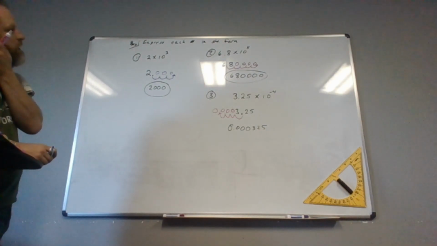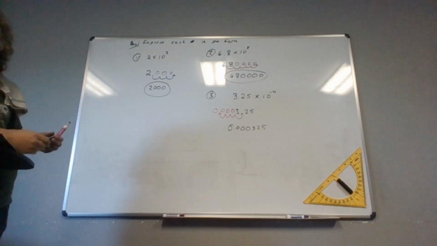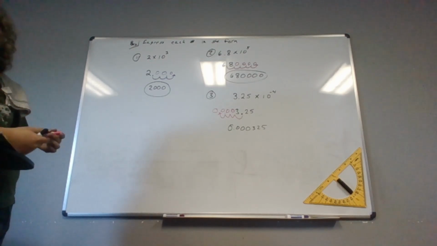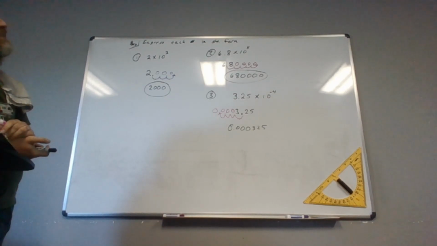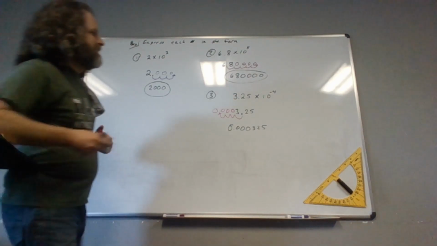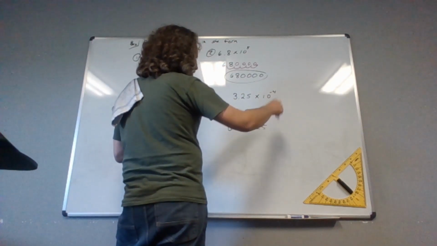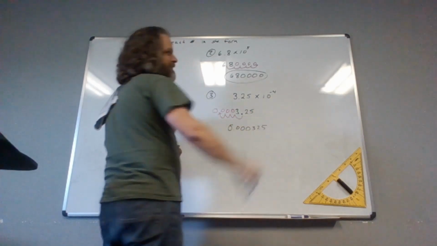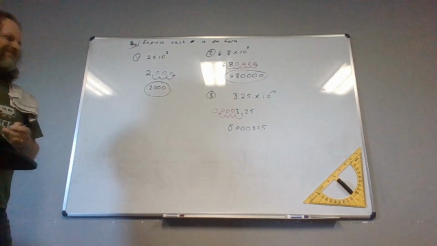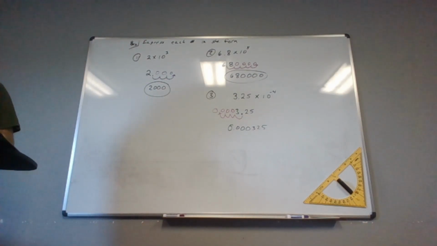0.000. No, that's not right. 0.325. No, that's not right either. 0.35. No. Can you tell us? 325 millionths is the correct way to say that number. Tenths, hundredths, thousandths, ten-thousandths, hundred-thousandths, millionths. Okay. Let's do some examples going the other way.